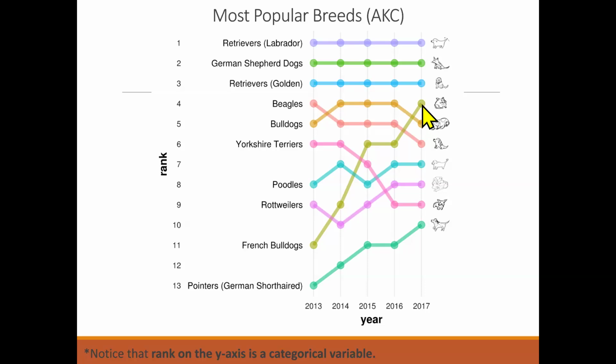All right, so we can have dog breeds on here as a categorical variable. Rank is actually a categorical variable, but we can use it as a numerical variable because it's in numerical order. All right, so again, we have the popularity at each year, and those are tied together with a line for each particular breed. That's what makes it a line graph.